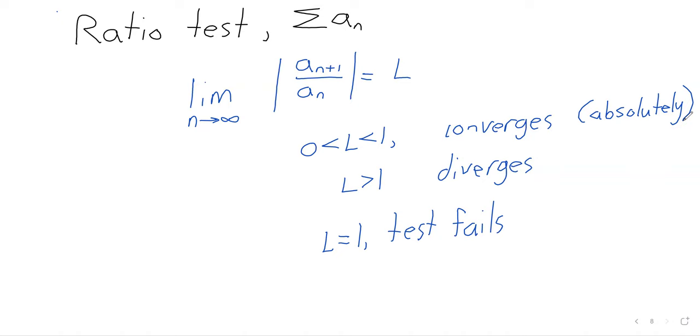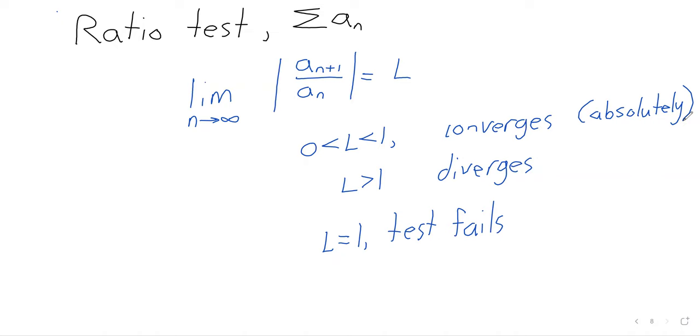And because the ratio test is so mechanical, if the test fails, there's nothing you can do to fix it. Like if you're doing the comparison test and you try something and it fails, you can go back and try a different comparison. With the limit comparison test, same thing. If it fails, maybe you can try again and do a different comparison. Here, if the test fails, the test fails, and there's nothing that can be done about it.